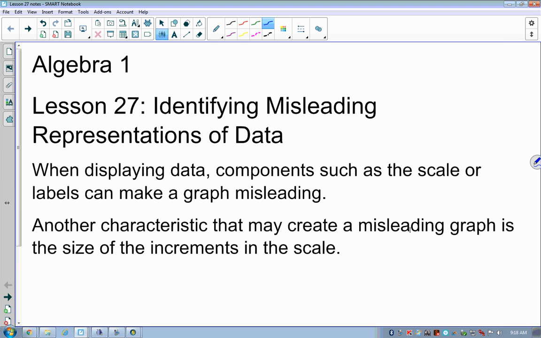Another characterization that may create a misleading graph is the size of the increments in the scale, right? Are we going by halves? Are we going by 50s? Are we going by 1? And we will look at that in relation to the labels and see why that might be a misleading factor, okay? Because what's misleading in one graph may not be misleading in another graph. And that is the extent of the unique notes that they hand you.